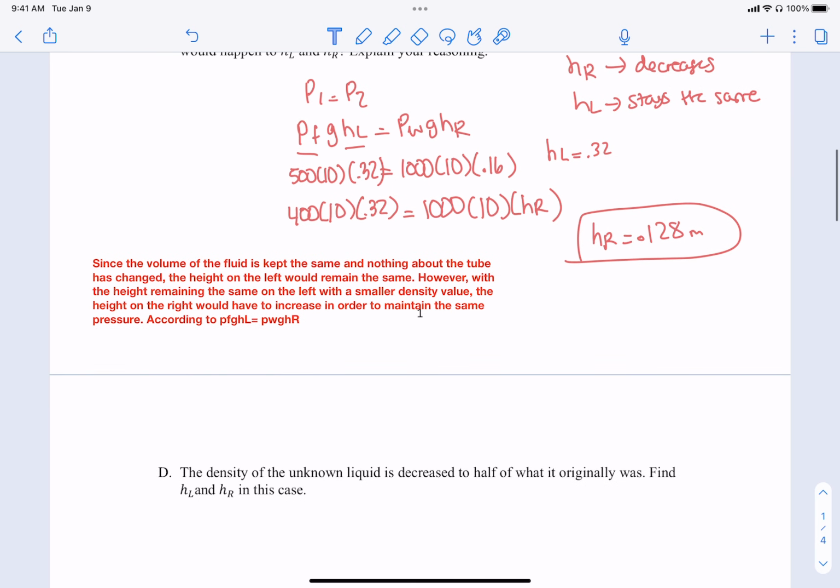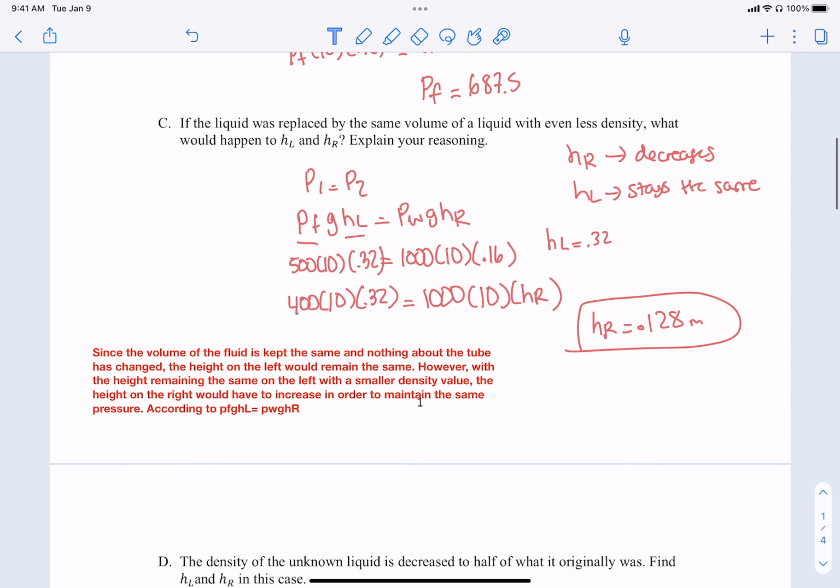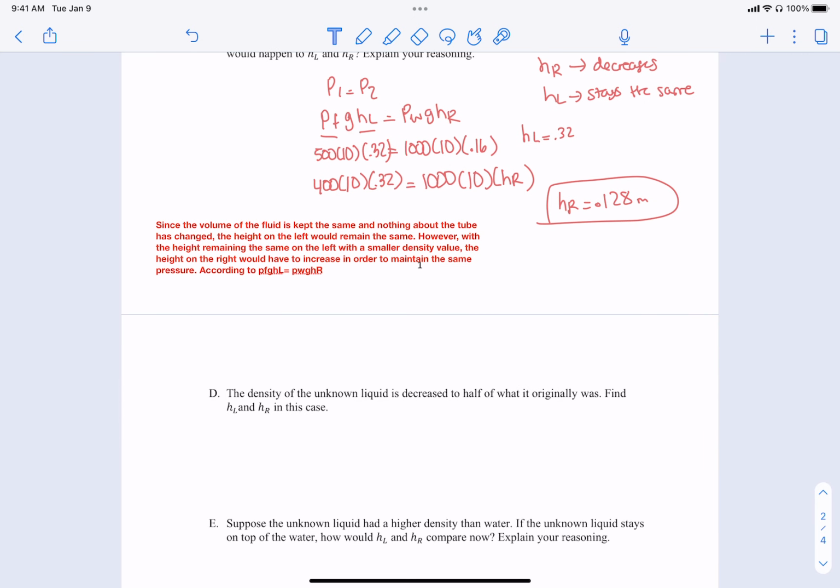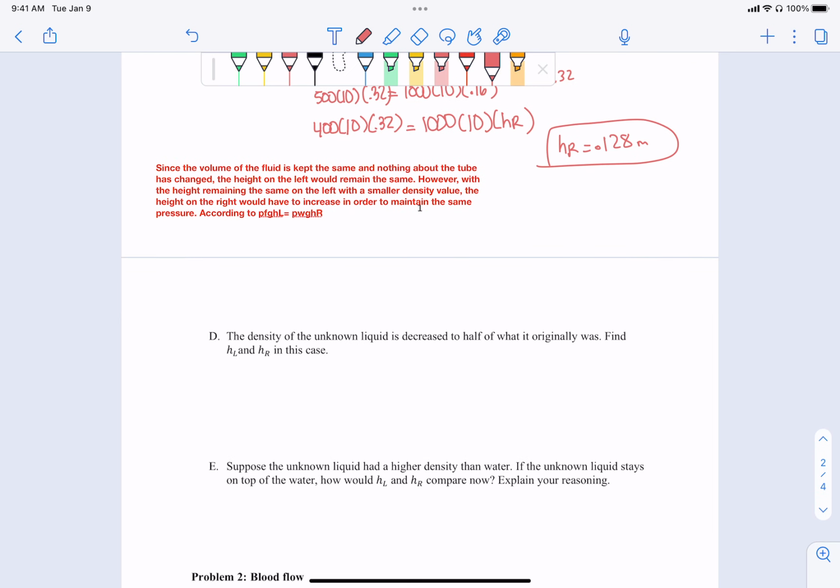Alrighty. If everyone's all good for part C, we can probably move on to part D. Okay, awesome. So for part D here, it's saying the density of the unknown liquid is decreased to half of what it originally was. Find HL and HR.